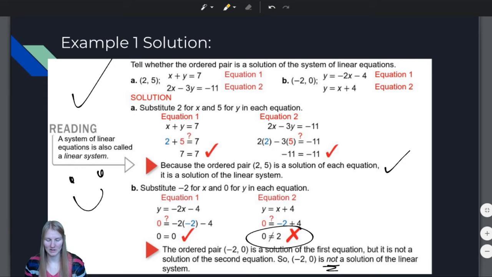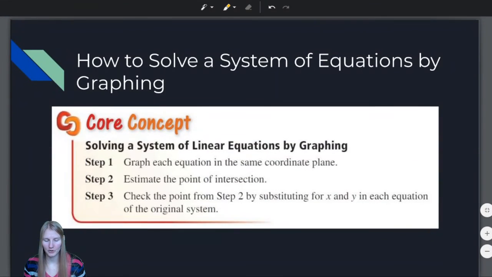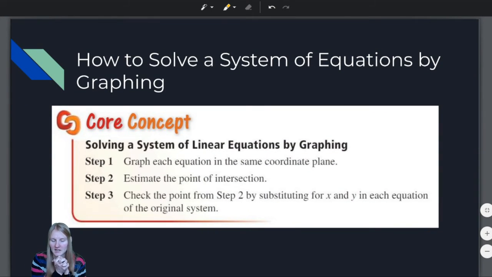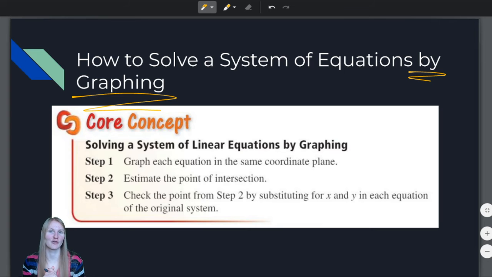And now we move on to the next part of our success criteria, which was finding and checking solutions with a graph. So now we're getting into how to solve a system of equations by graphing. So here's where our graphs come into play. So, how do you solve a system of equations by graphing?